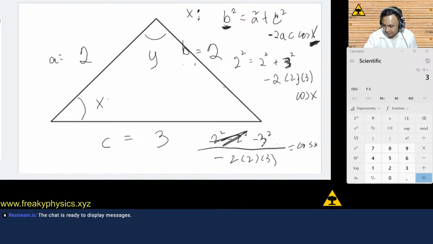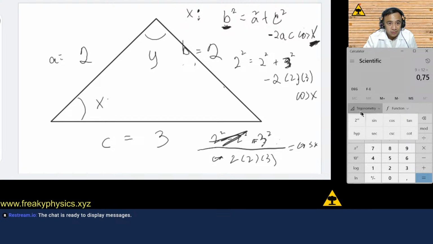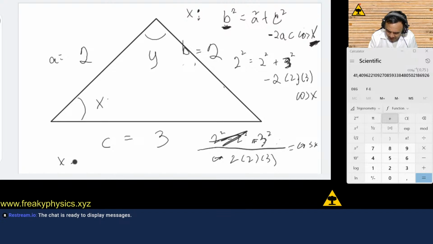So that's going to be 9. The negative cancels out, right? So that's going to be 9 divided by 12, which equals 0.75. Then x is equal to cosine inverse of 0.75, and that's going to give us 41.4 degrees.